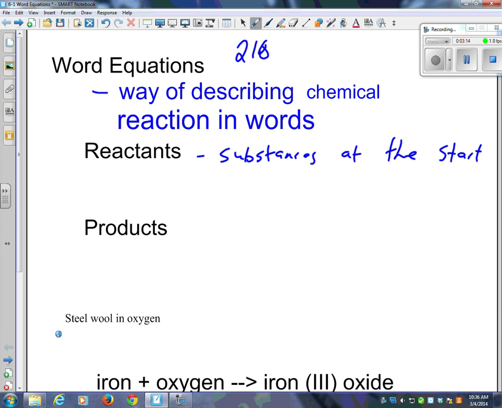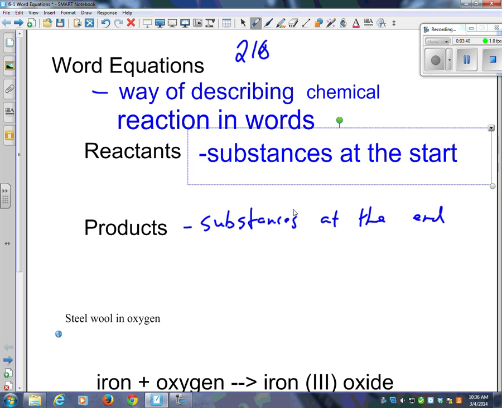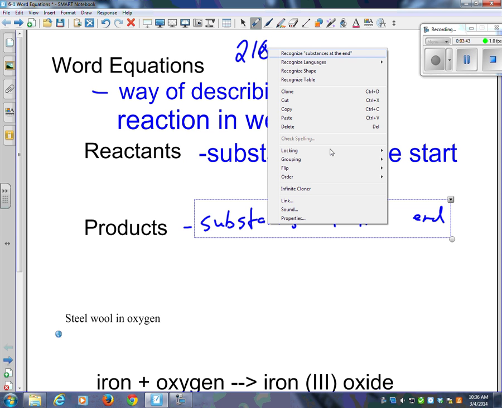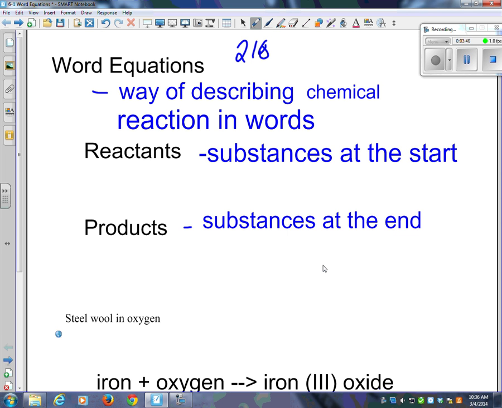And Christian, what are the products? Well, the reactants are the substances at the start. What would you guess the products would be? Substances at the end, exactly. Okay, so that's an important word that you would need to know. It might be a matching or a multiple choice or a fill in the blank on a test, right? But for sure, you need to know what the reactants are and what the products are. The reactants are always on the left, and the products are on the right.